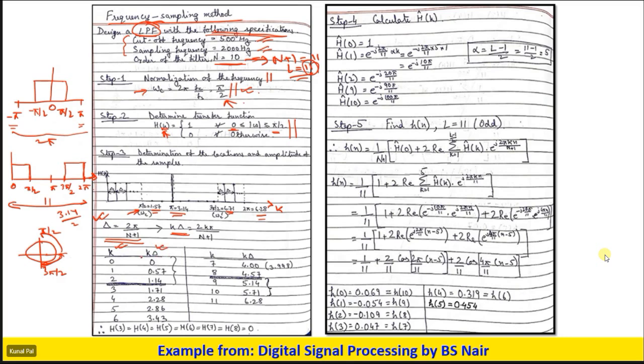So k varies from 0 to 10, because our length is equal to 11, right? You put the k values and find out the k delta values, and up to 10 we have 5.71. For the sake of understanding, I have also taken k equals 11, which gives the value 6.28. Now this 6.28 is basically 2 pi.